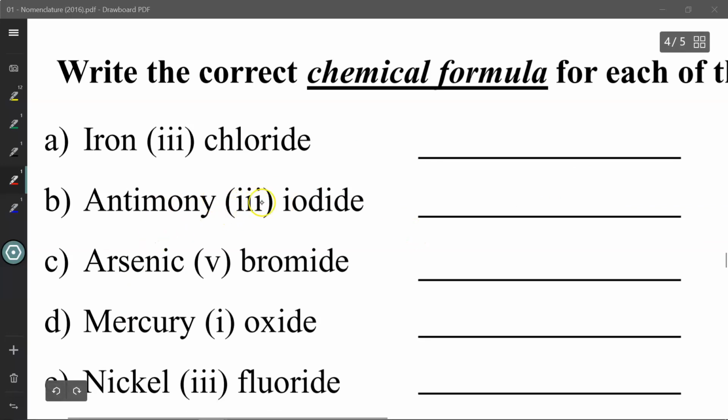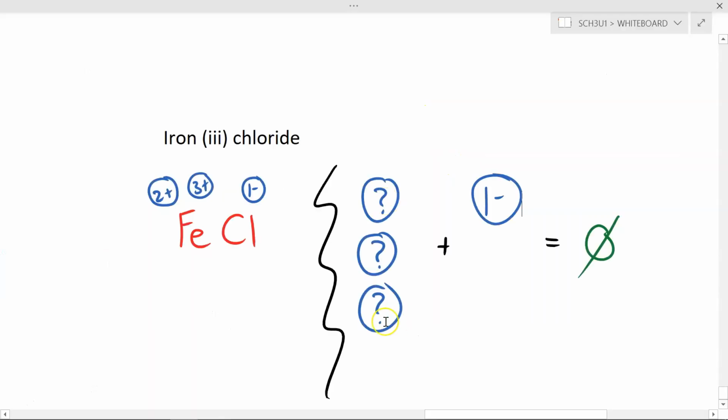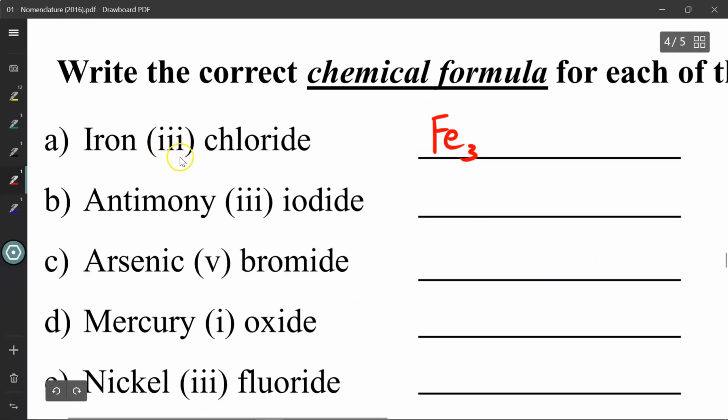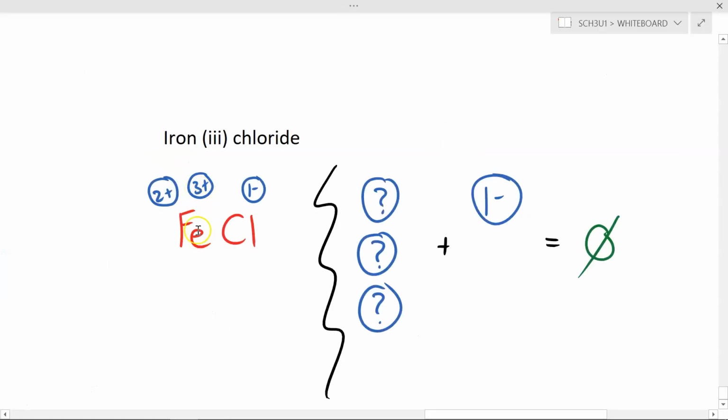Now another common mistake I see students making is iron 3 chloride. Here's how they'll do it. They'll say iron 3 and write down iron 3. But that's wrong. This 3 and this 3 are 2 different numbers. This 3 refers to how many irons there are when we're doing the zero-sum rule. While this 3 refers to which species of iron we're talking about. Is it iron 2 or iron 3?